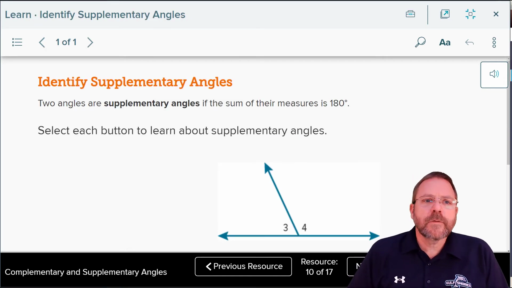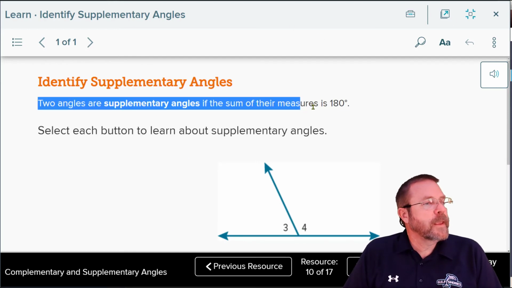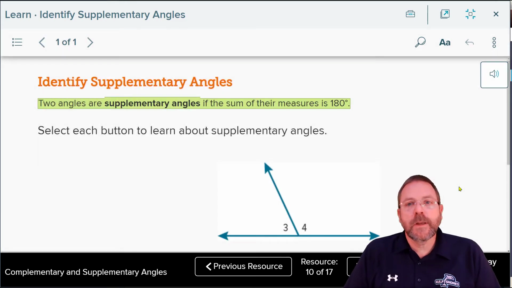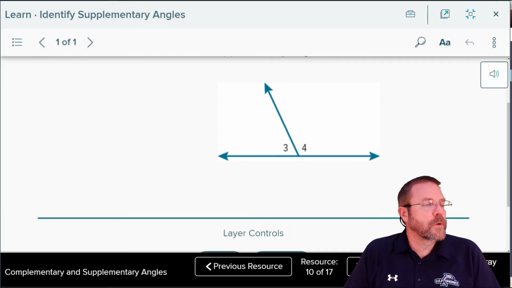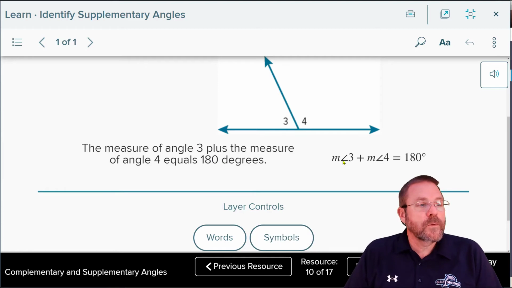Now the next concept we're going to learn is supplementary angles, which is very similar to complementary angles, except they add up to equal 180 degrees. They make a straight line, so they're 180 degrees. If we look at it in words, the measure of angle 3 and angle 4 equals 180 degrees. And if we look at it with symbols, the measure of angle 3 plus the measure of angle 4 is still equal to 180 degrees.